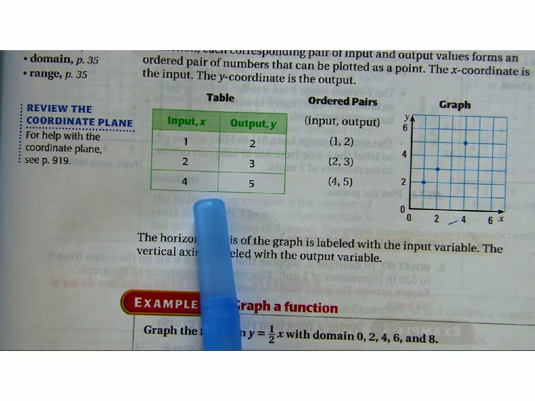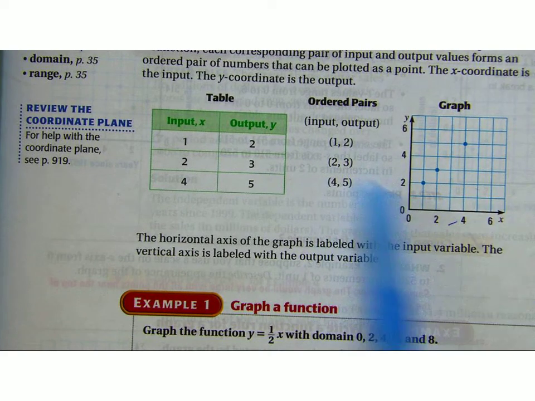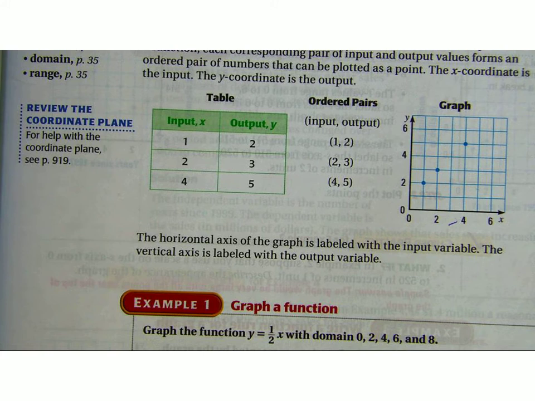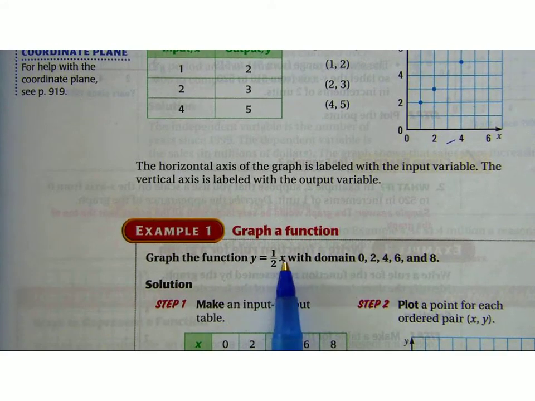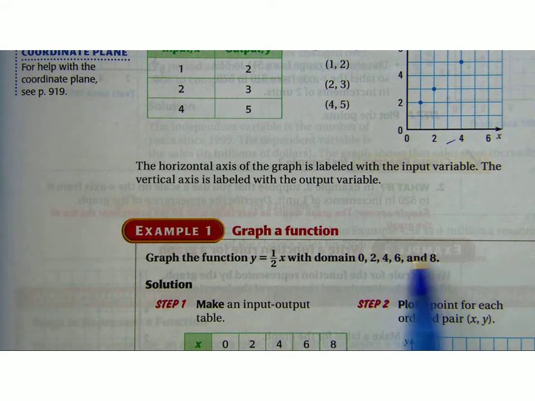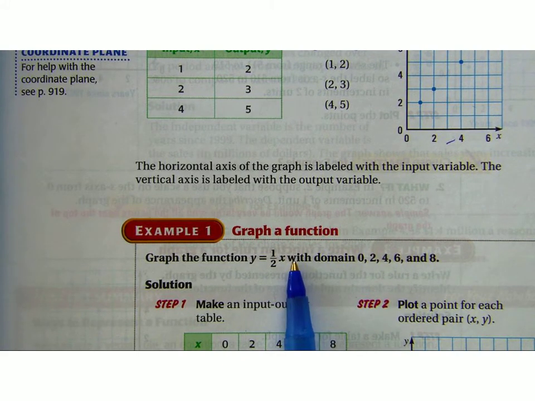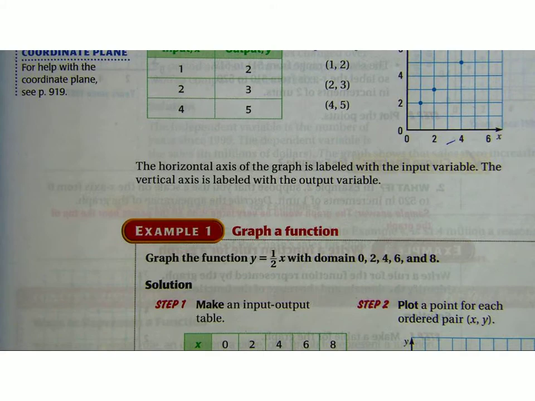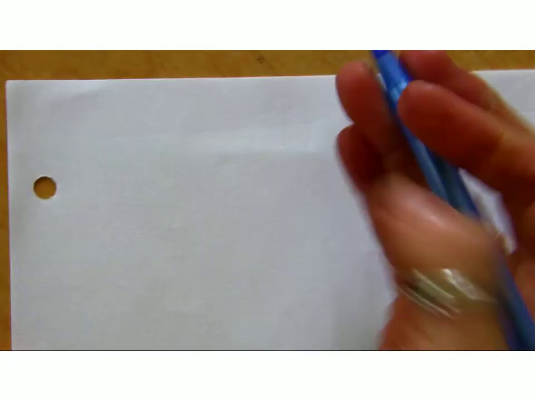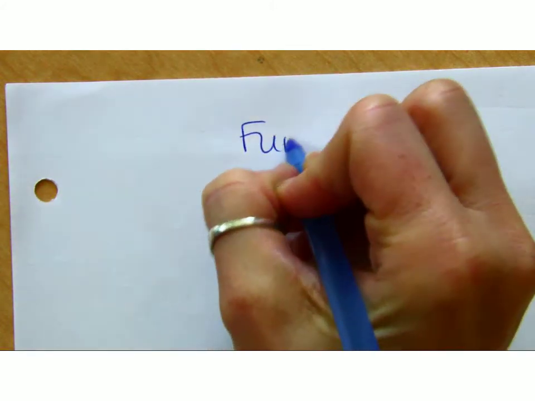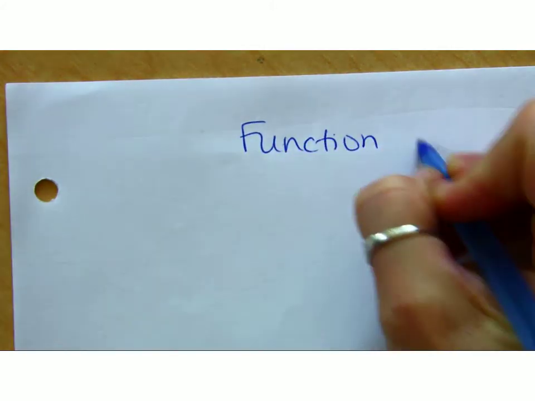So table, ordered pairs, and now we're introducing this third piece of this puzzle today, which is a graph. So let's take a look at what this is going to say. This is going to say, here's a domain, here's the function. Yesterday or Friday it said make a table. Today it's going to say graph it. So this is where we pick up at. So we are going to represent a function as a graph today.